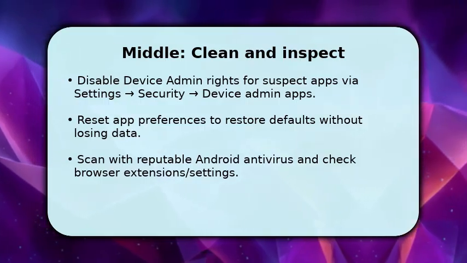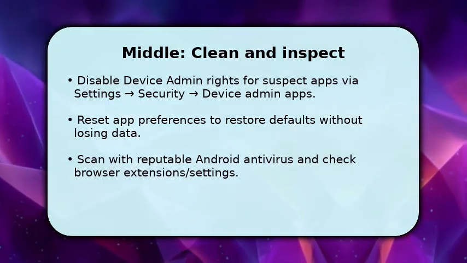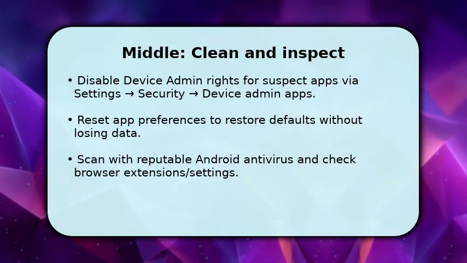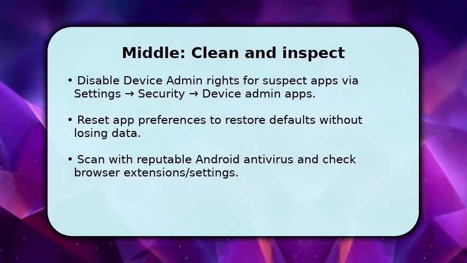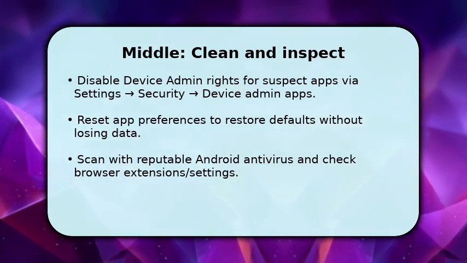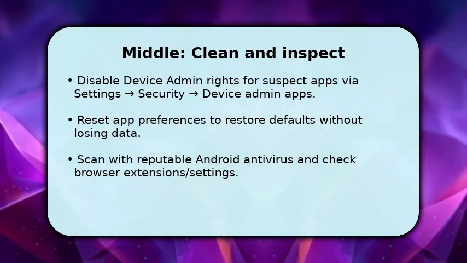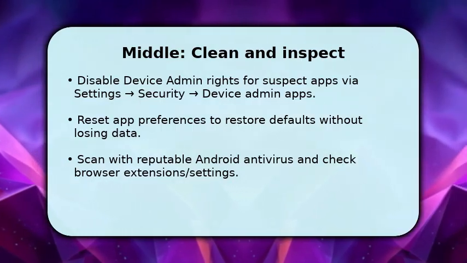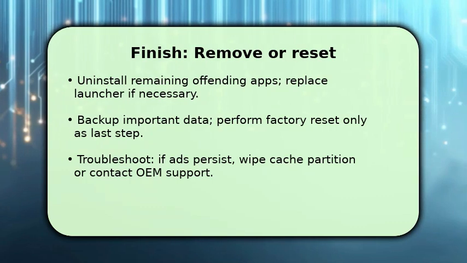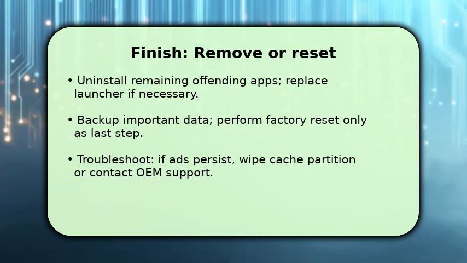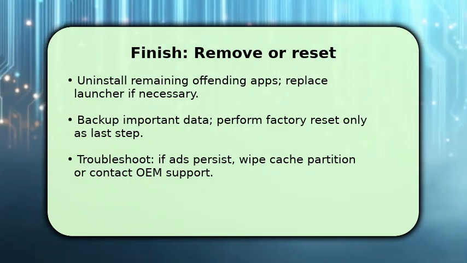After that, run a reputable Android antivirus scan and review browser settings and extensions. Clear browser data and disable pop-up permissions if set. These steps finally uninstall any remaining offending apps, and if the launcher itself is compromised, install a trusted launcher from Google Play and set it as default.